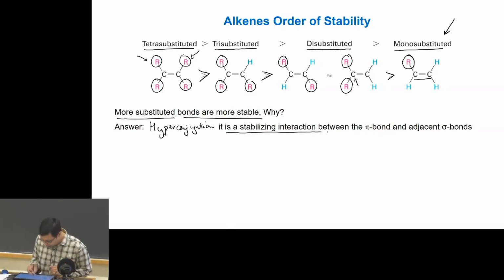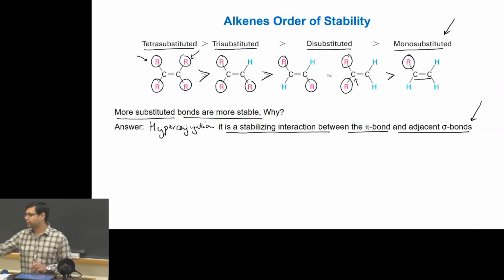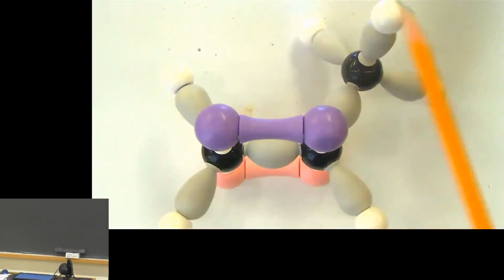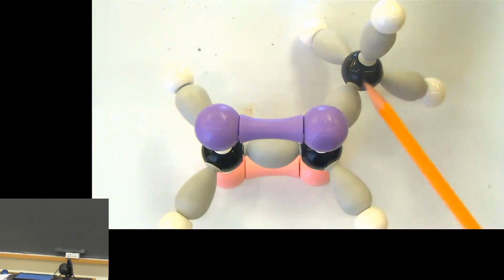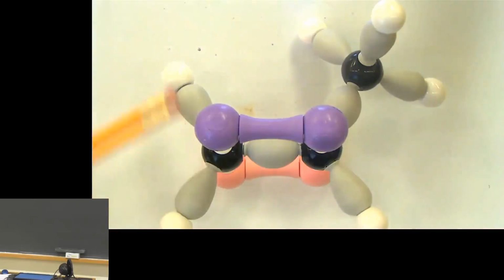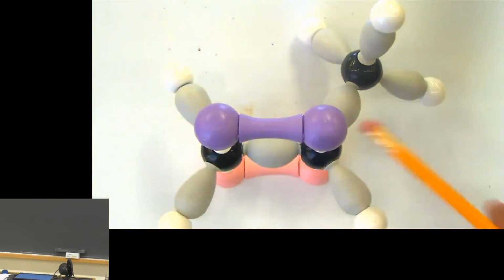Hyperconjugation is a stabilizing interaction between the pi bond of the double bond and the adjacent sigma bonds. So let's understand what this statement means with the help of the model. So what I have here is a mono-substituted double bond. There's only one R group, one CH3 group attached to the double bond. Therefore, this compound is mono-substituted. CH2, CH, CH3. All right. So this is the pi bond in the double bond. This is the sigma bond in the double bond.